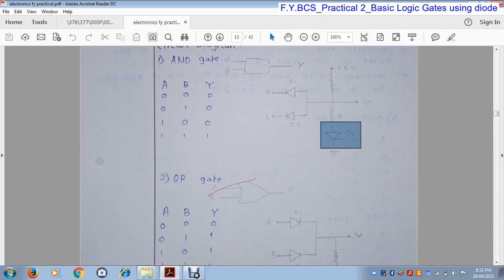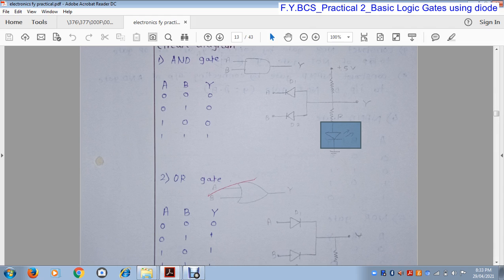Now the second condition, which is 0 1. That means A is 0 and B is 1. 1 means 5 volt, so the voltage across the B terminal is 5 volt. We know that in digital electronics 1 represents 5 volt and 0 represents 0 volt. So now A is 0 and B is 1. That means the cathode of D2 is 5 volt.